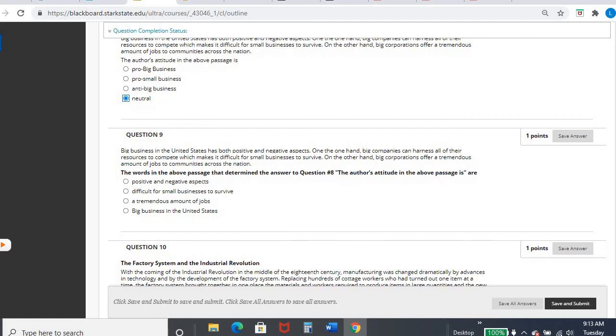Okay, same selection, but it says the words in the above passage that determine the answer to question 8. The author's attitude in the passage above is, so if we look at the fact that we know it's neutral, they're looking at both positive and negative.